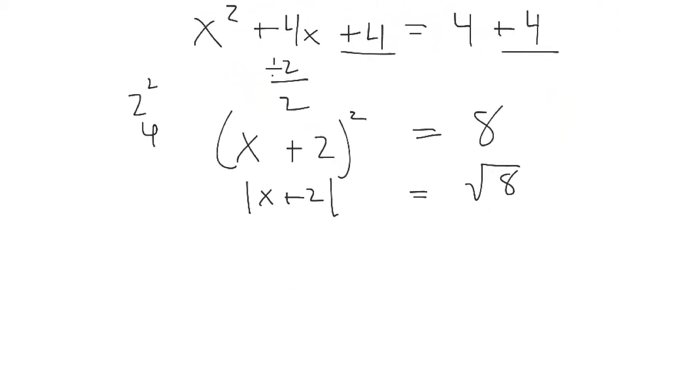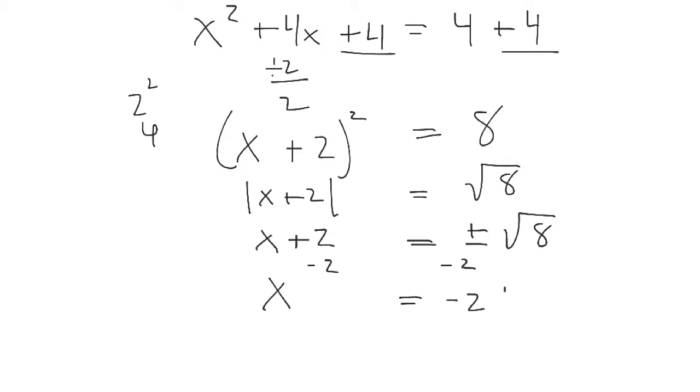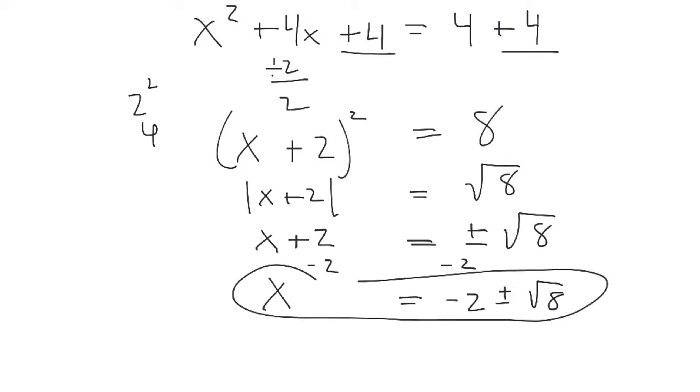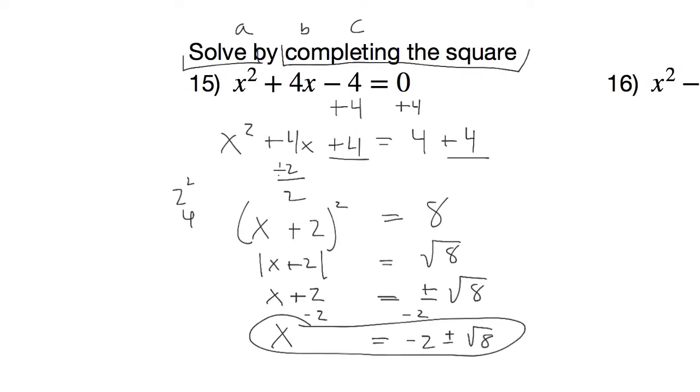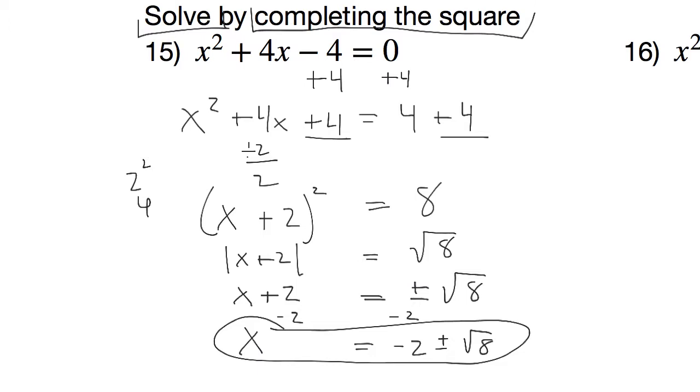And then, undoing the absolute values, we get x plus 2 is equal to plus or minus the square root of 8. A lot of people skip this step, but I like to write it out because I think it helps me remember plus or minus square root of 8. And then x, after subtracting 2, you get negative 2 plus or minus the square root of 8. You can literally solve, at this point, any quadratic equation that you get just by completing the square.